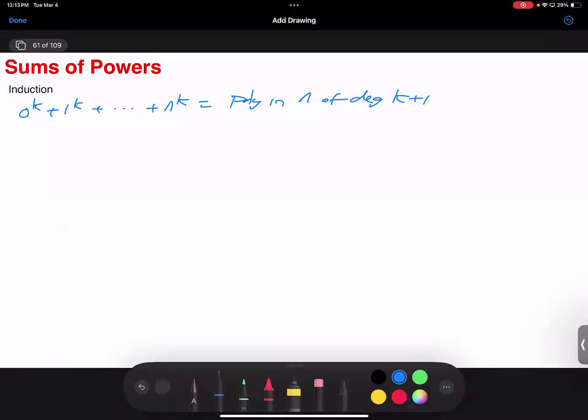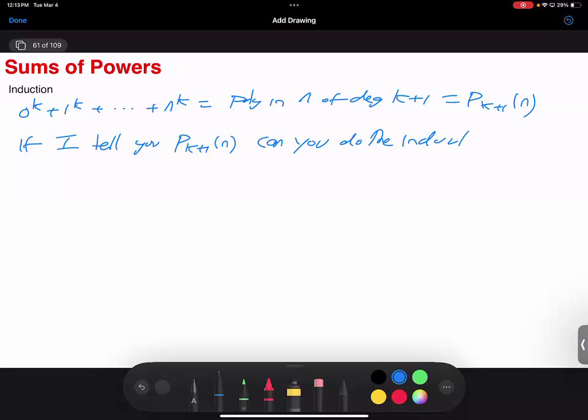If I tell you, so we'll call this p_{k+1}(n), if I tell you p_{k+1}(n), can you do the induction? Yes. Do you think it's possible to do the sum using like the Abel summation? So how would you do that? Just separate each term as like n to the p minus 1 times. I'm not sure.